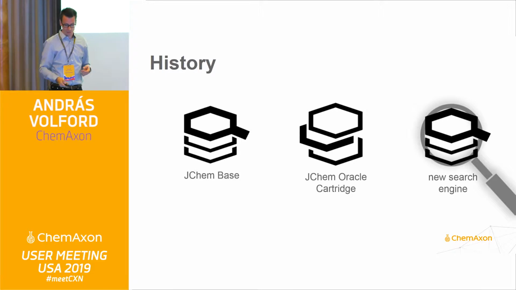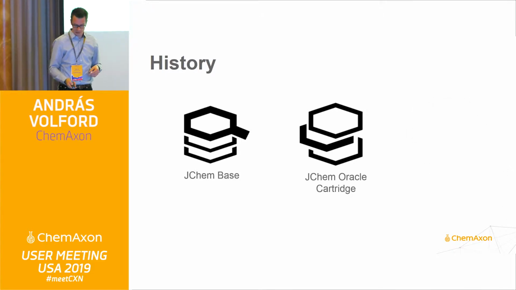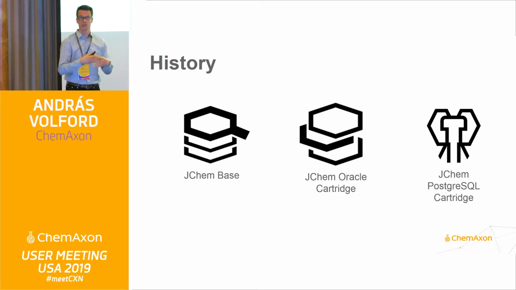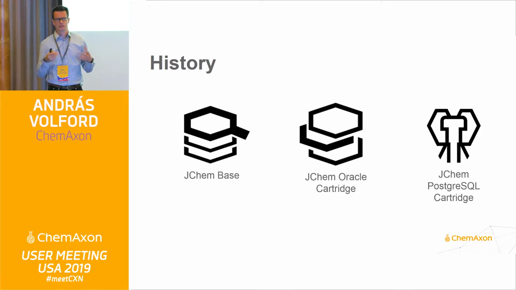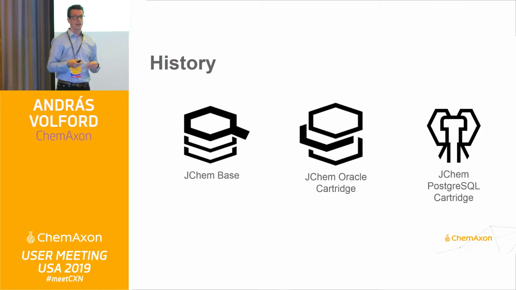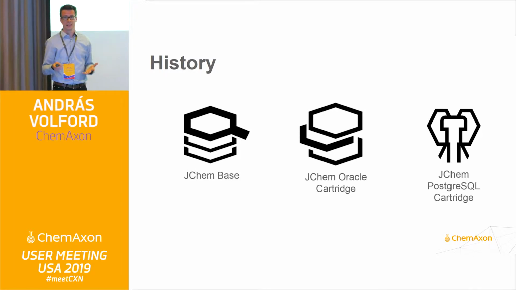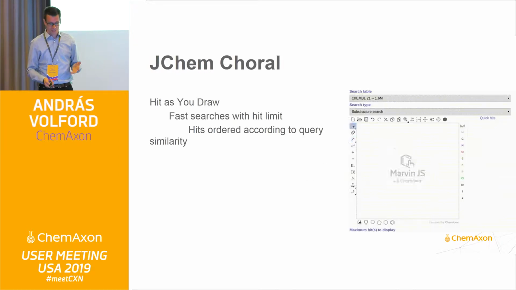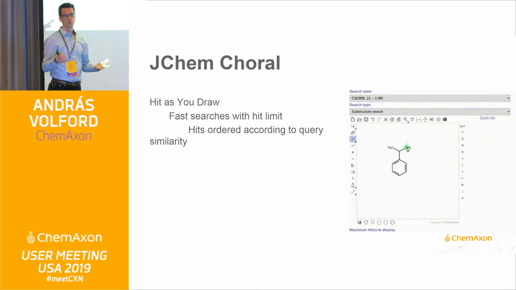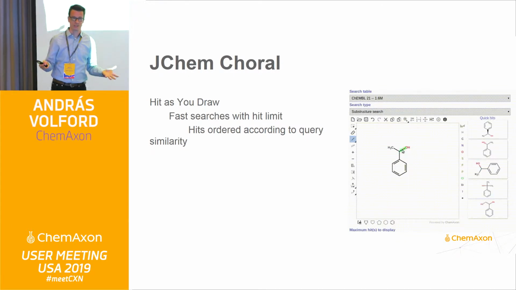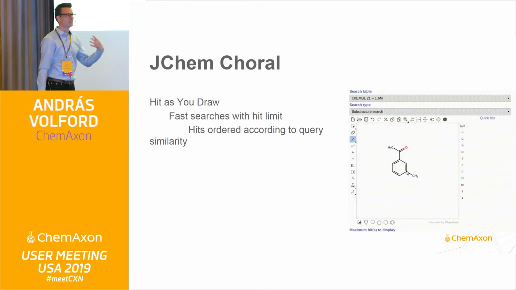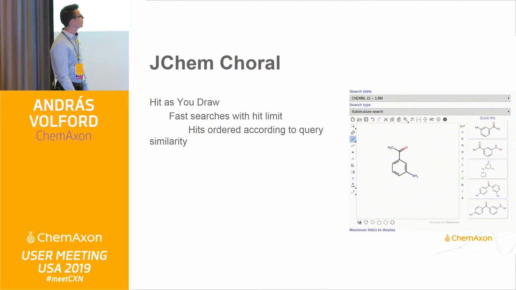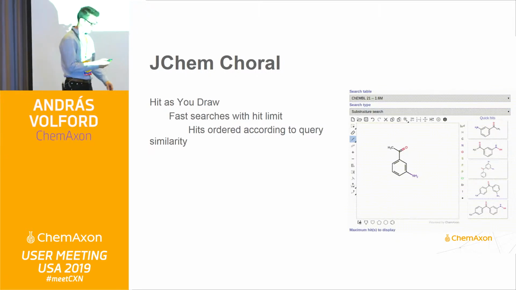We implemented these new features in the Postgres cartridge, and that was the first product having this new engine as a backend. It was approximately 2.5 or 3 years ago. And now we have arrived at the point that this week, on Monday, the JChem team released JChem Choral, the new JChem Oracle cartridge. And the feature which I was not showing so far is, for example, the hit as you draw feature. I think the video can show you what it is about.